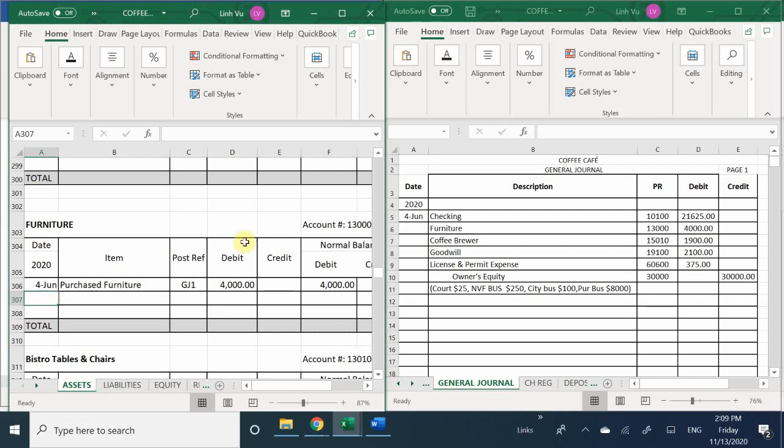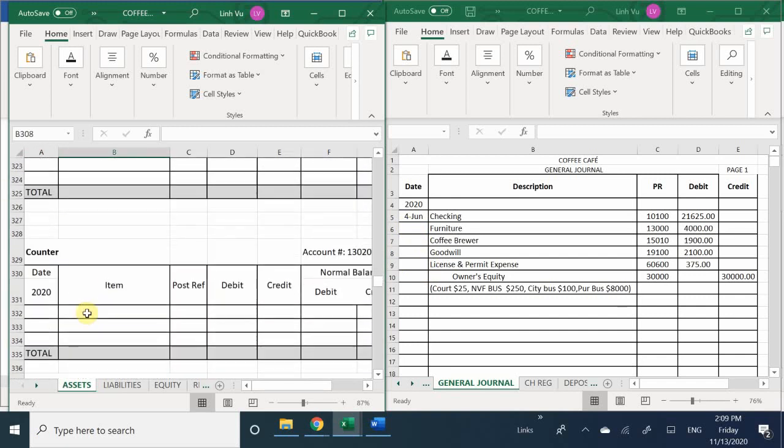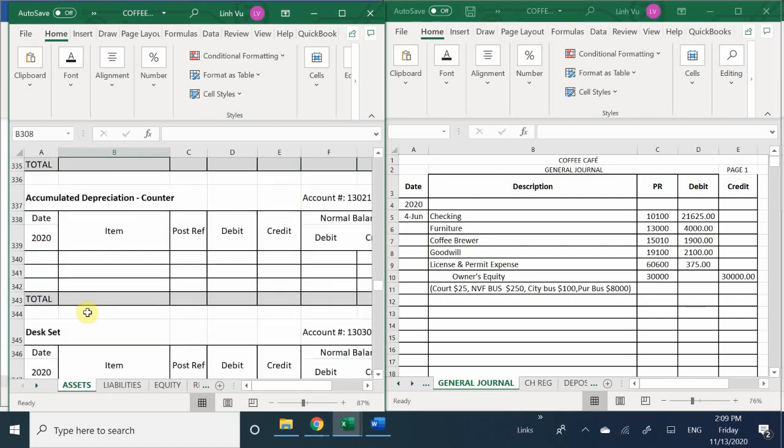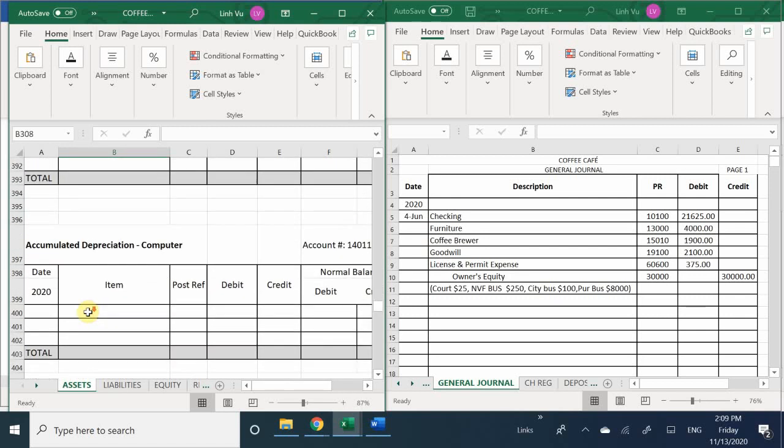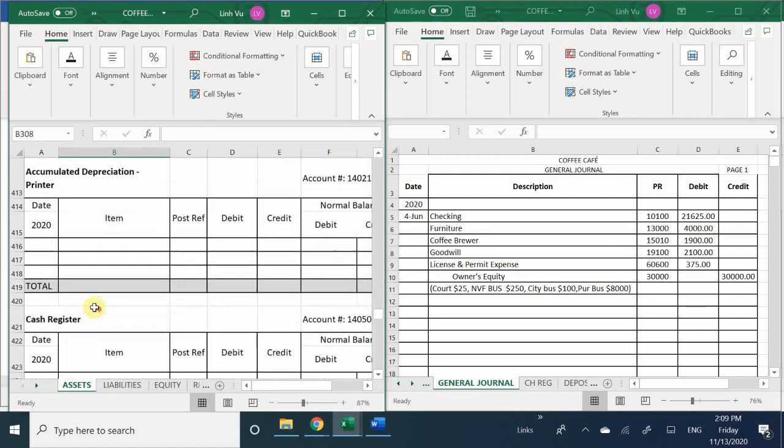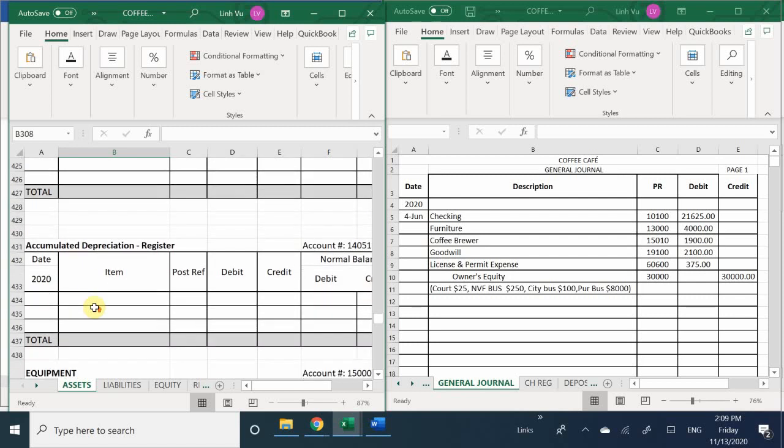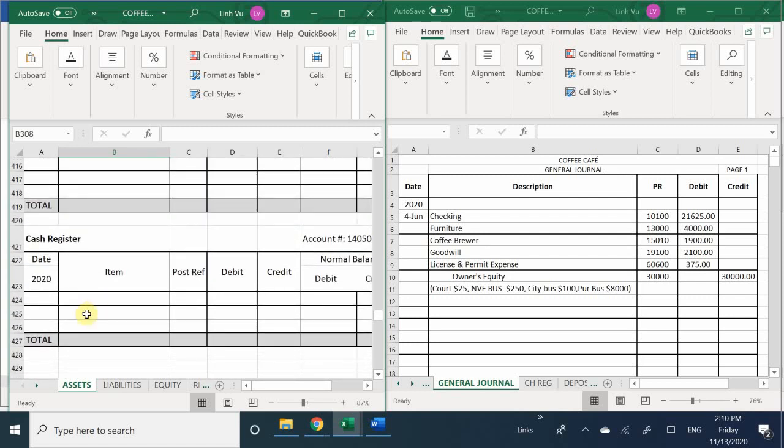Perfect. Okay, so next is coffee brewer. That should be under equipment, so we'll keep scrolling all the way down. Equipment should be number 15. So here's my office equipment. Here it is, equipment.